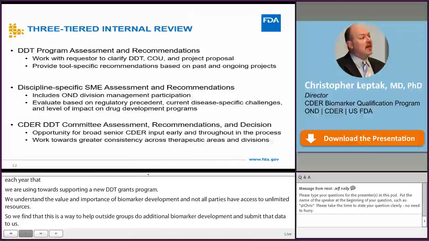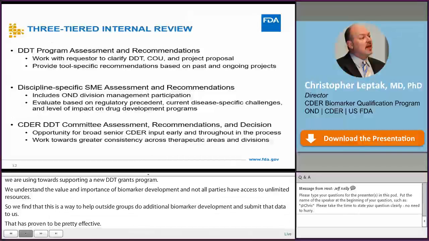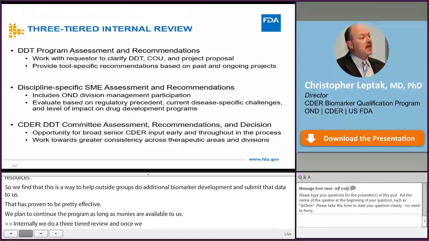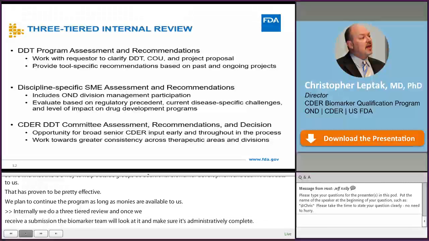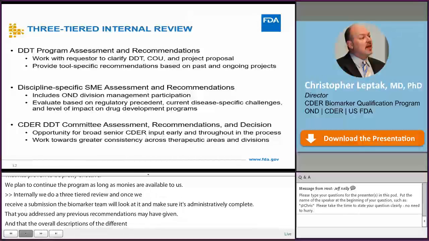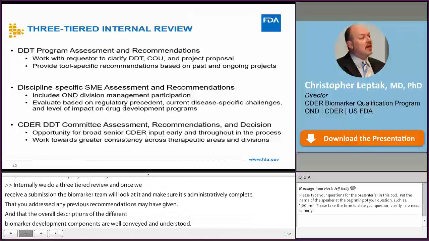Internally, we do a 3-tiered review. Once we receive a submission, the biomarker team will look at it, make sure it's administratively complete, that you've addressed any previous recommendations that we may have given, and that the overall descriptions of the different biomarker development components are well conveyed and understood. After that, we bring in our subject matter experts that include the clinical expertise, the statisticians, analytic experts, our clinical pharmacologists, and anyone else that has an expertise that's relevant towards the overall biomarker development effort.